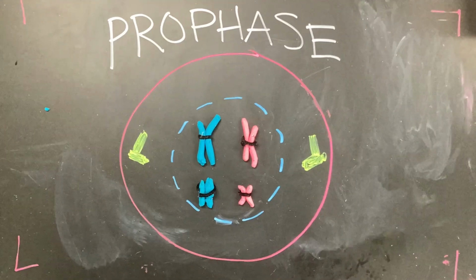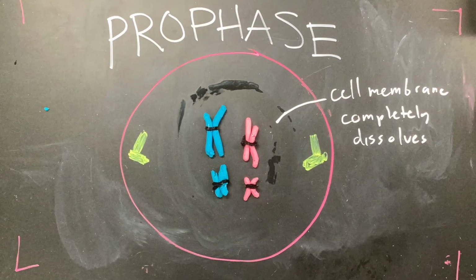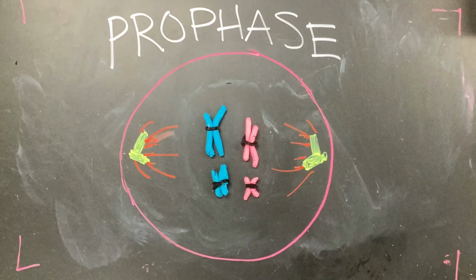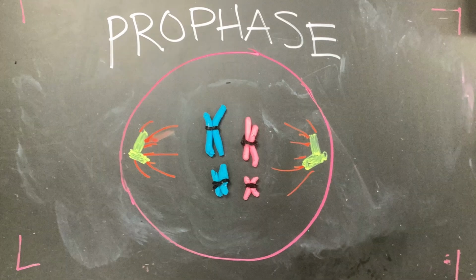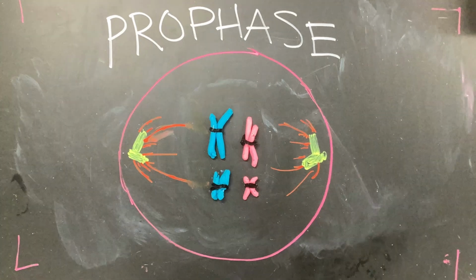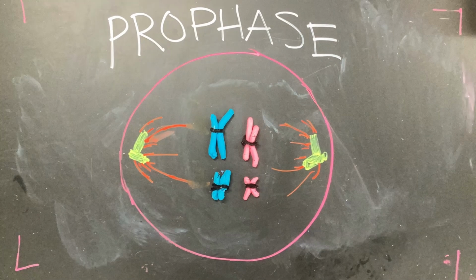It begins with prophase, where the nucleus begins to dissolve and the chromatids pair together. Each pair of identical sister chromatids is called a chromosome, and they are exposed inside of the cell at the end of prophase. The spindle fibers also begin to sprout out of the centrioles on either side of the cell, which will help to divide the chromosomes equally.